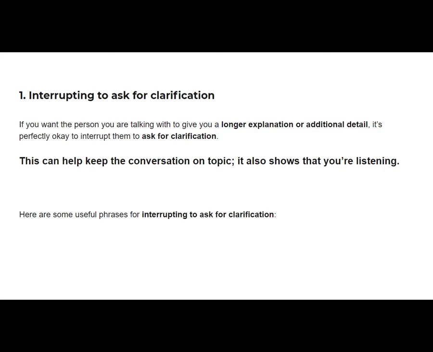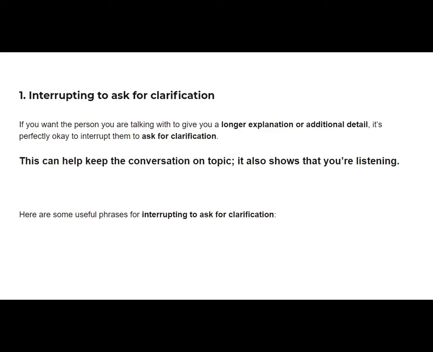So our first reason is asking for clarification. If we want someone to give a longer explanation, provide more detail, then it's perfectly fine to ask for clarification. This can actually be very helpful if you want to keep them talking on topic. You don't want the speaker to wander away talking about other things. If you're interviewing someone, for example, you want them to focus on the question and answer about that, then asking these clarifying questions can be quite helpful. It also helps show that you're listening to the speaker.